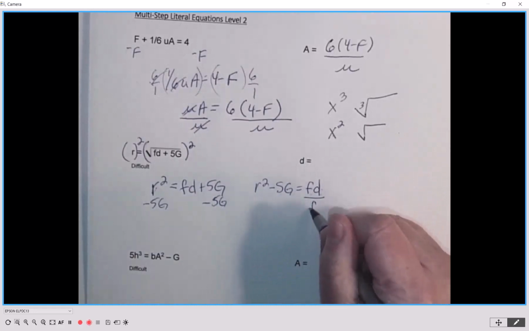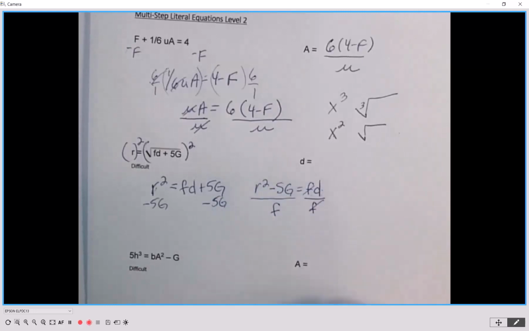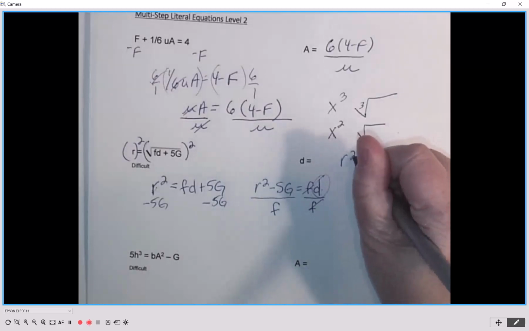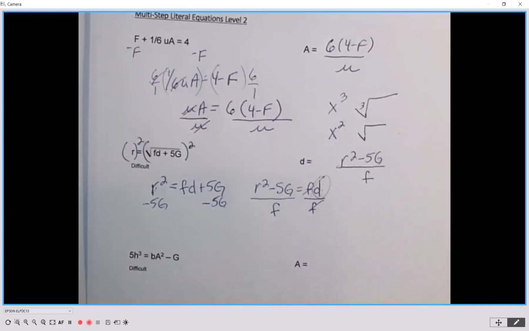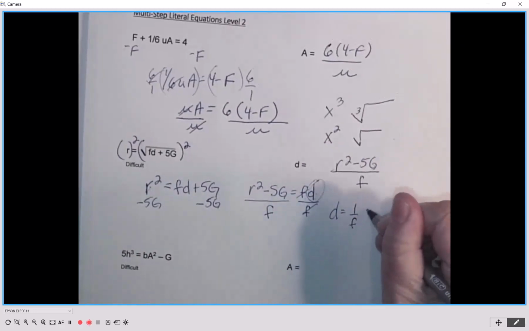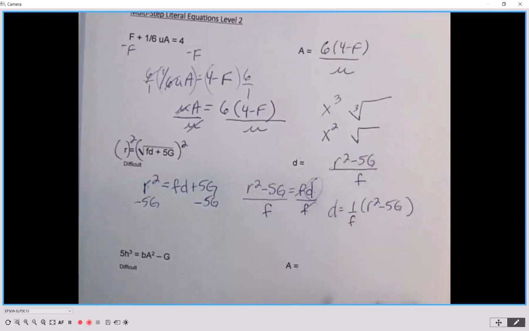So I'm going to divide both sides by f, right, to get rid of that. And what I have left is d on the side. So d is equal to r squared minus 5g over f. I'm not sure if Delta Math would write it like this, but who knows? They both mean the same thing, right?